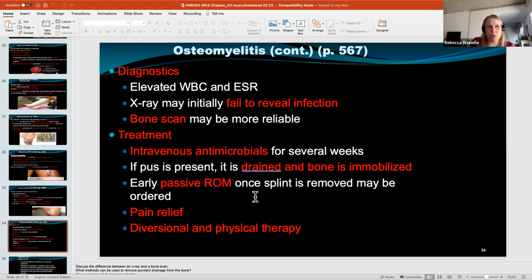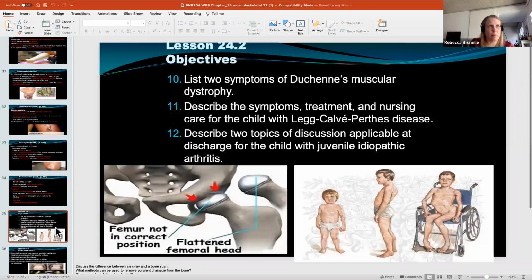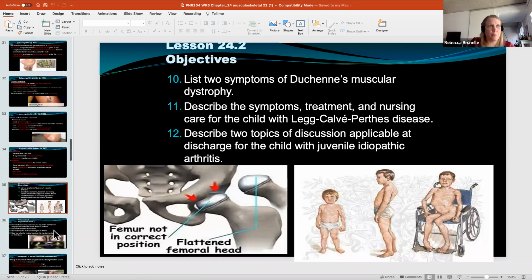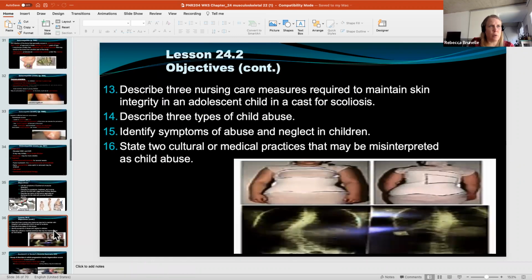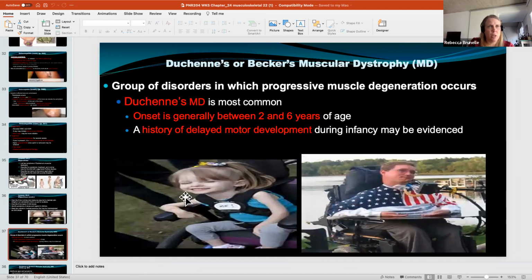So in addition to the long-term antibiotics, if there's pus, they might have to have that drained. You need to be doing range of motion. It's painful. So you need to make sure you're on pain control and that you're thinking about play therapy. That's the only real infection that we're going to talk about in this musculoskeletal section.